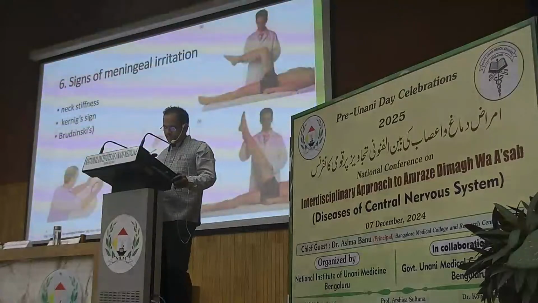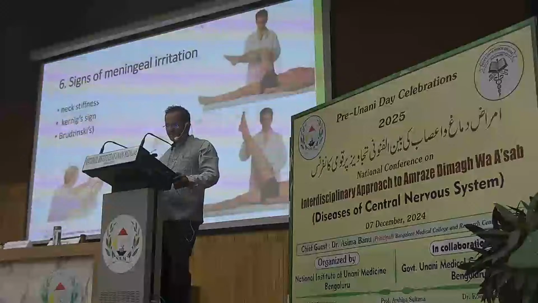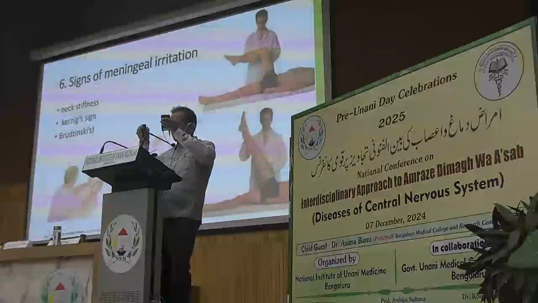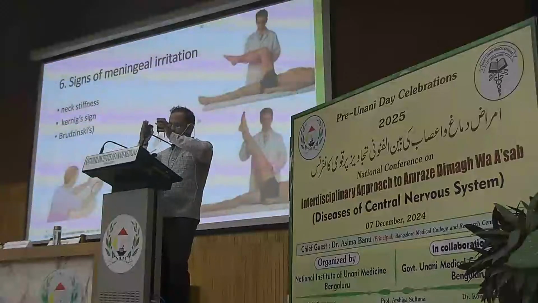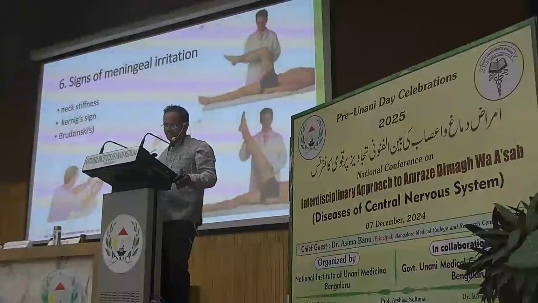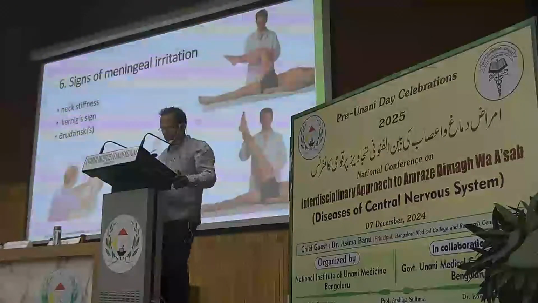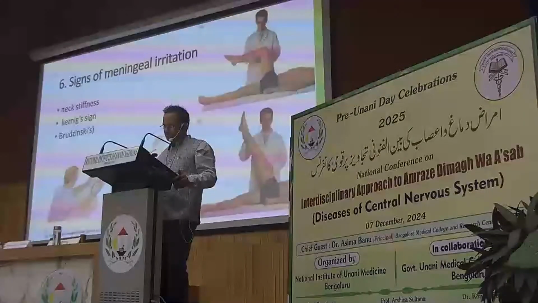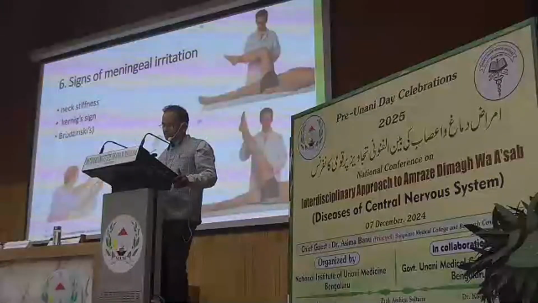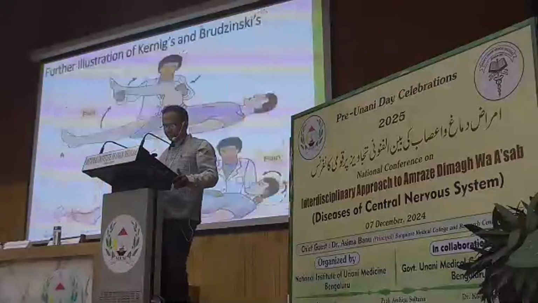Coming to the signs of meningeal irritation, usually tested in meningitis, encephalitis kind of thing. The first step is to ask the patient to lie down, hold his neck and passively try to flex. If you feel resistance, then neck stiffness is positive. Coming to Kernig's sign and Brudzinski's sign, ask the patient to lie down in supine position, flex the knee, and try to extend at the knee joint. If you feel stiffness and the patient feels pain, then it means meningeal involvement is there.